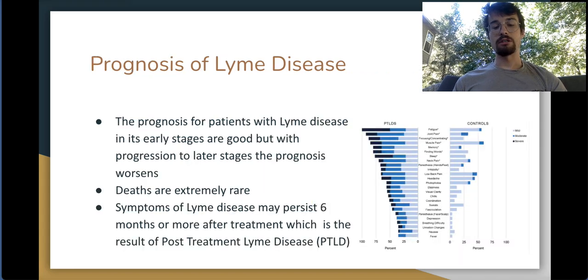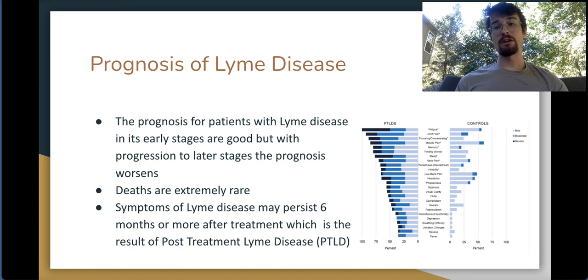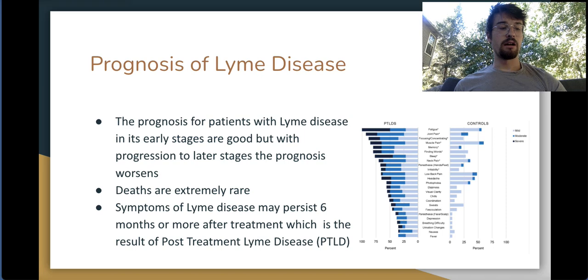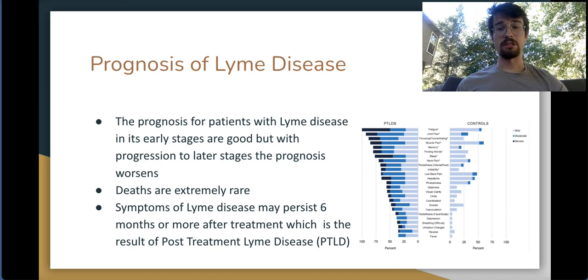So, prognosis of Lyme disease. The prognosis for patients in the early stages of Lyme disease is very good, but as the disease progresses without treatment, the prognosis worsens. Deaths from Lyme disease are extremely rare. As time passes, though, the risk of developing post-treatment Lyme disease increases, with some patients even developing post-treatment Lyme disease after receiving early diagnosis and treatment.